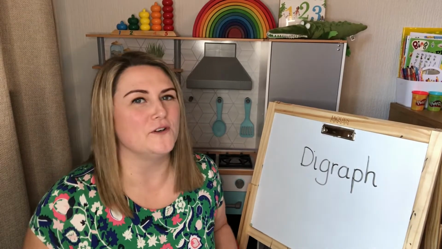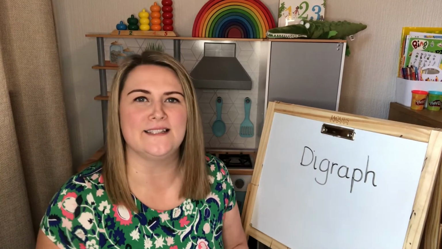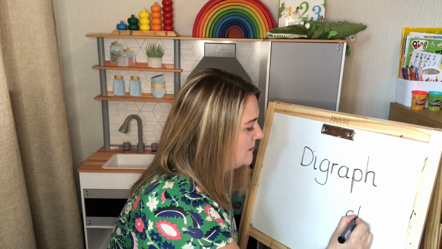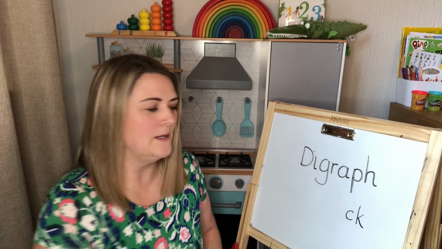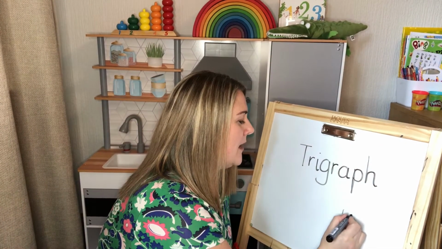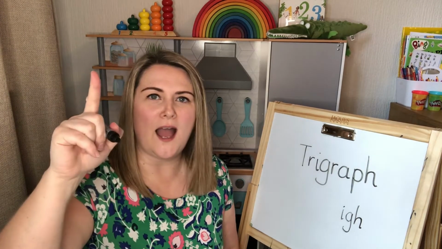So next up, I'm sure you're really familiar with this one, is a digraph. And a digraph is when a phoneme has got two letters that make it. Simple as that. So for example, the grapheme written down of the phoneme k, for example, that's a digraph because two letters make it. So next up, following on from a digraph, we've got a trigraph. And a trigraph is, as the name suggests, made up of three letters. So one sound represented by three letters. So a really common one would be I, next to a G, next to an H, makes the sound "ie".